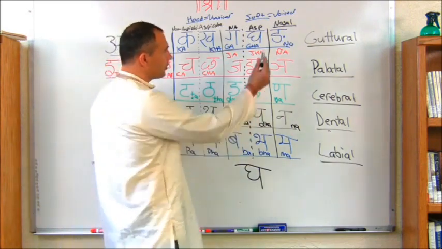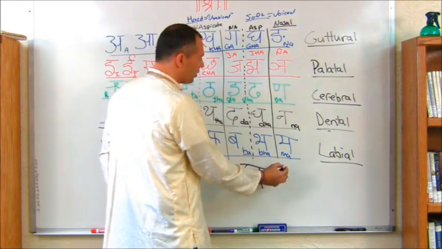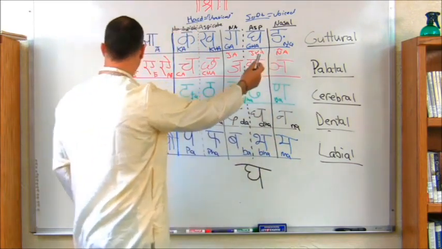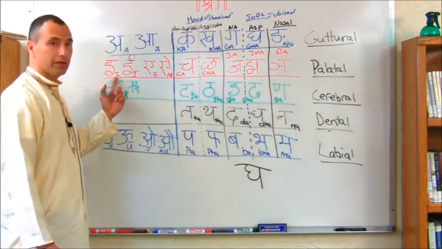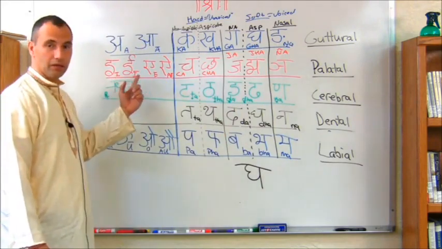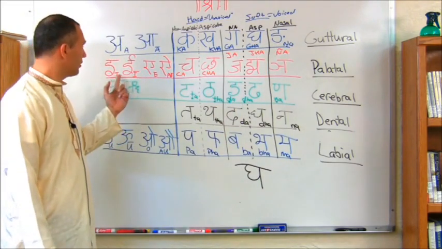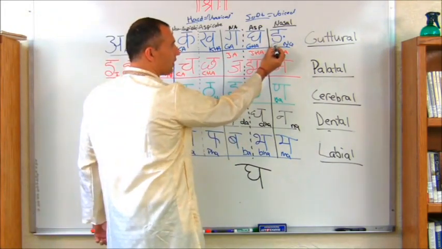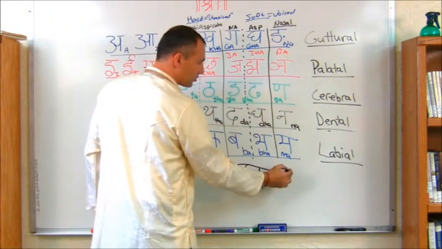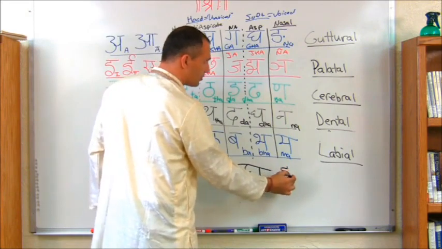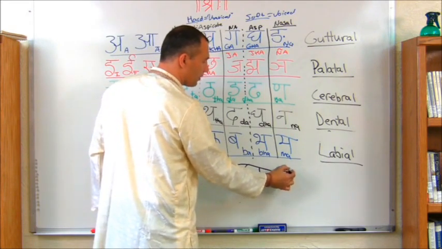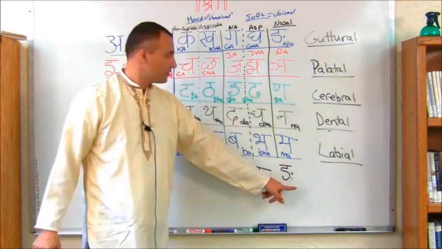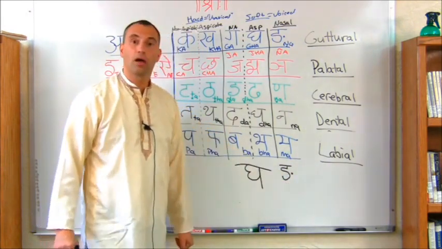And finally, we have the nasal. Notice that the nasal is very similar to the letter I and E. The only difference is it doesn't have the loop here at the end. So the nasal you write in the same way, with the dot here. And this is nga.